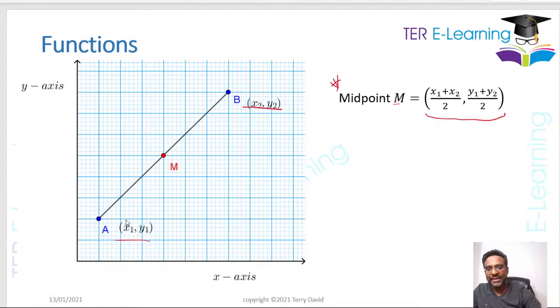So all you're doing is taking the two x values, adding them and dividing by 2. That's the midpoint. Add the two y values and divide by 2. That's it. Nothing complicated with midpoint. If you get something like that in the exam, that's easy stuff.